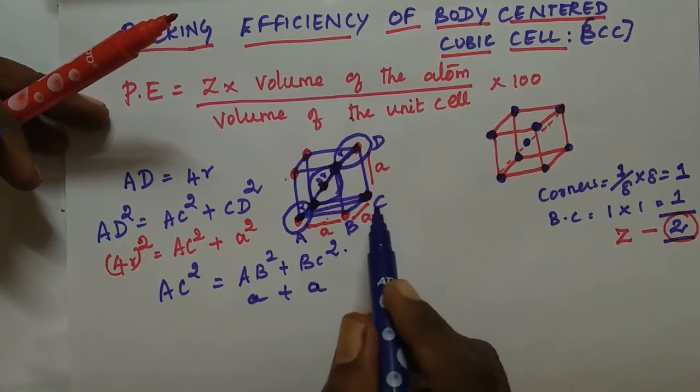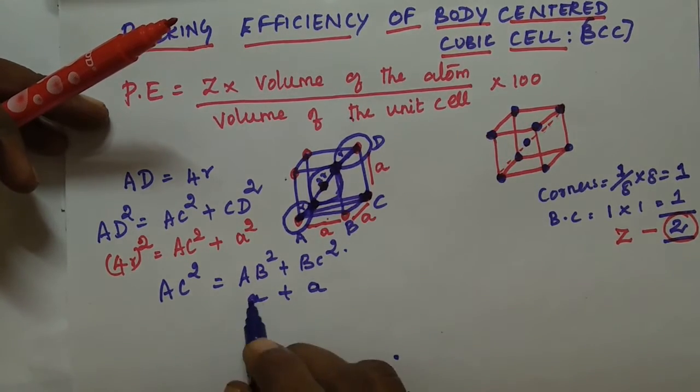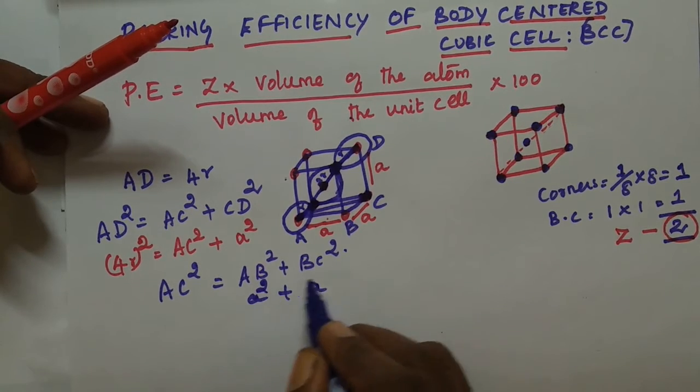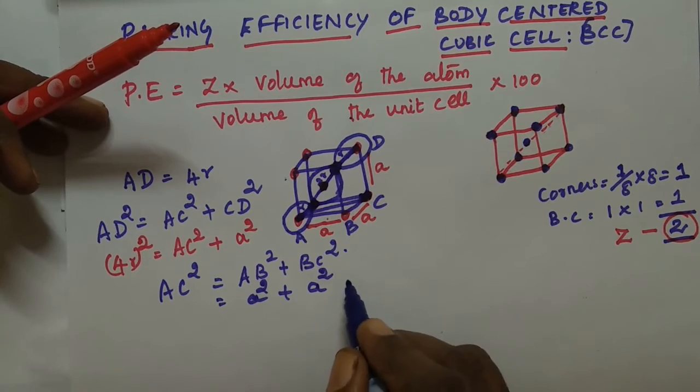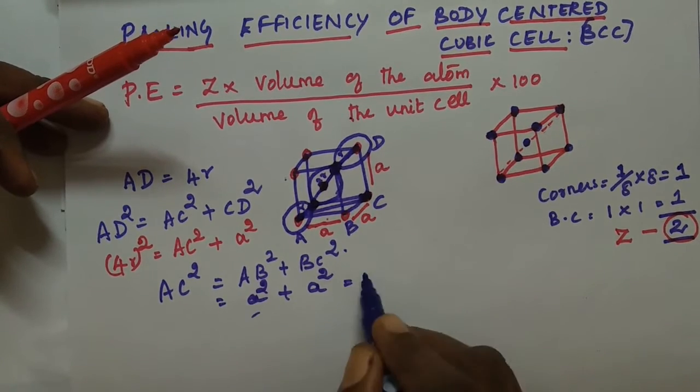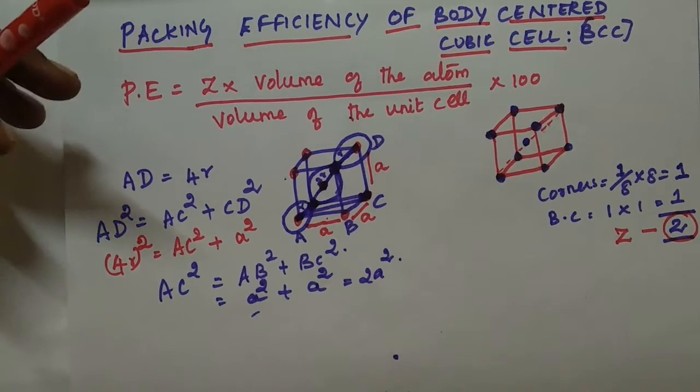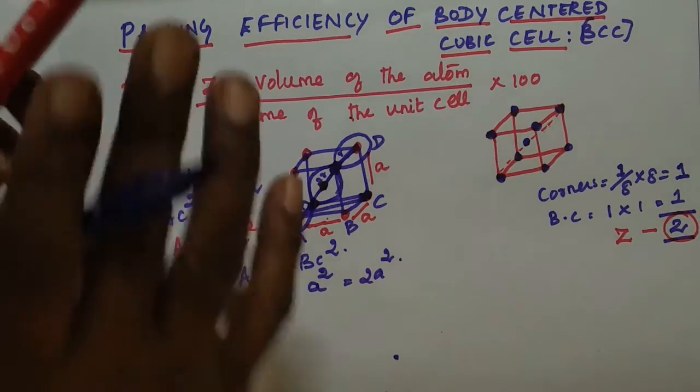A square, AB plus BC, isn't it? Therefore, there are 2A. I can write A square and A square. Totally, that AC square is equal to 2A square. Okay, 2A square. Now I apply that here in this equation.